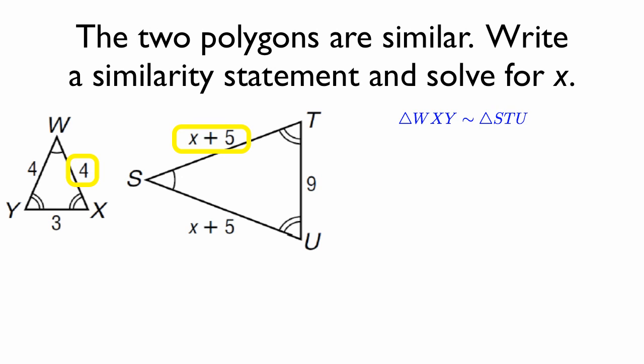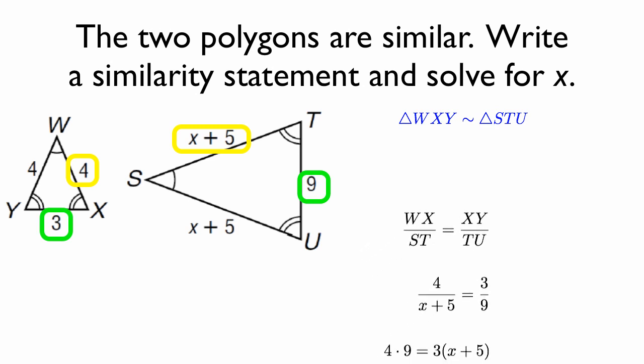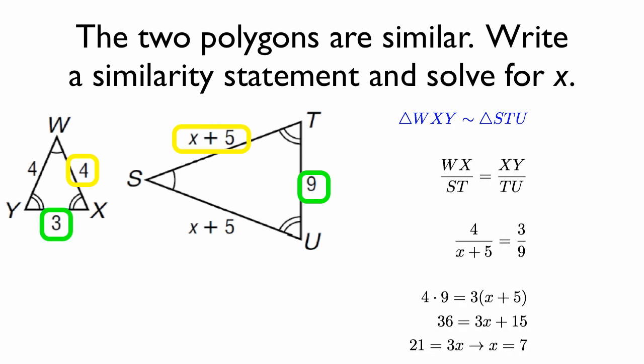In order to create proportions, we need a known ratio. In other words, we need a ratio where both lengths are known. Well, we know 3 and 9 are corresponding sides, and so that will allow us to set up a proportion. WX over ST is equal to XY over TU. And so that means 4 over x plus 5 equals 3 over 9. And solving for x gives us that x equals 7.